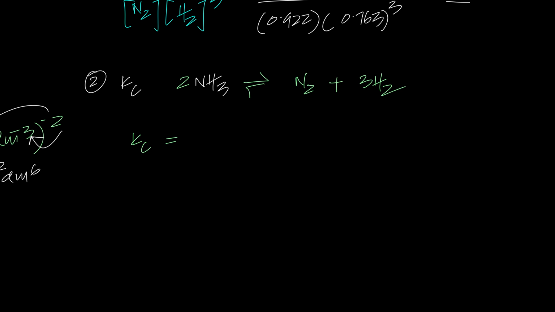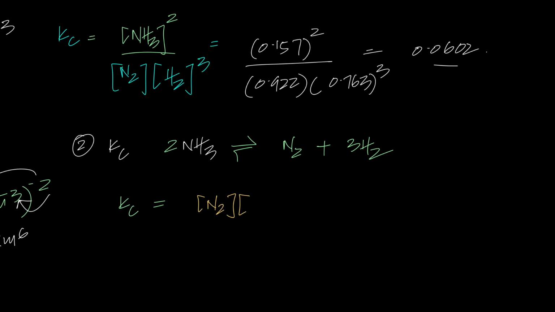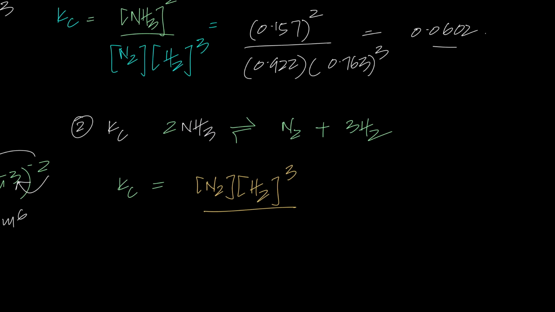Kc is equal to products. Remember, the products always come at the top. Right? That's how we've standardized it. When we say the larger number means the equilibrium lies more towards the products, that's how we've standardized it. They could have, if they wanted, put the reactants at the top, but they didn't. And this is NH3 squared. Right? True? Products right here.